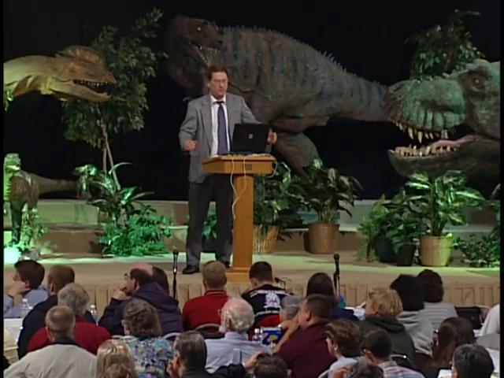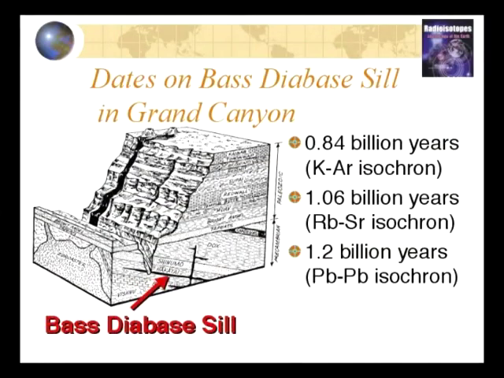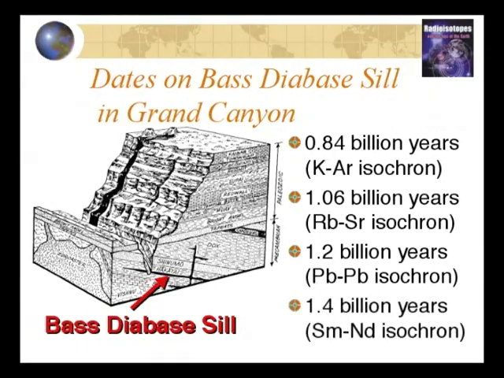I've dated whole rocks from the sill. Eleven whole rocks form a really nice lead-lead isochron, suggesting an age of 1.2 billion years. The error bars seem to be discordant with the 1.06 billion years. And then the samarium-neodymium method gives just a little shy of 1.4 billion years.